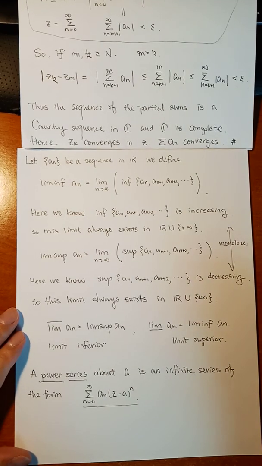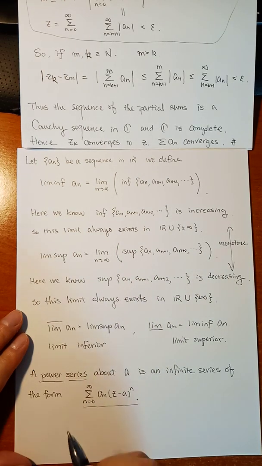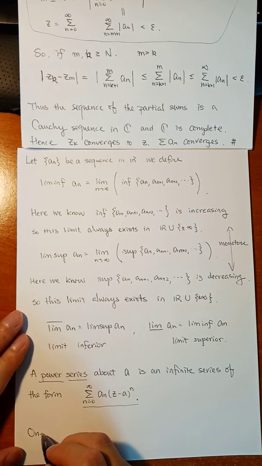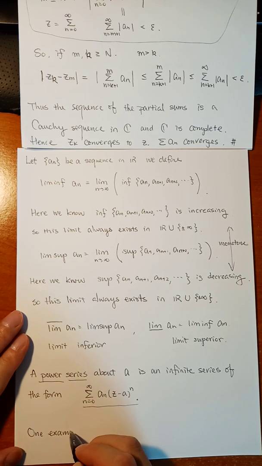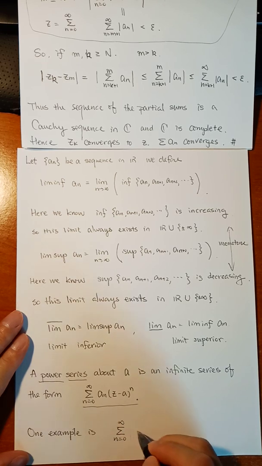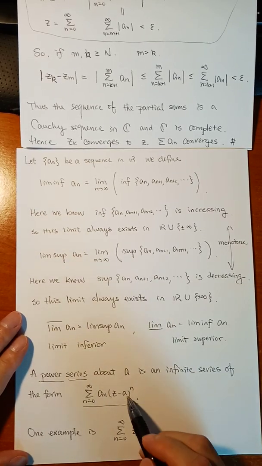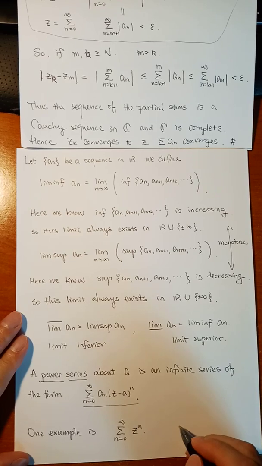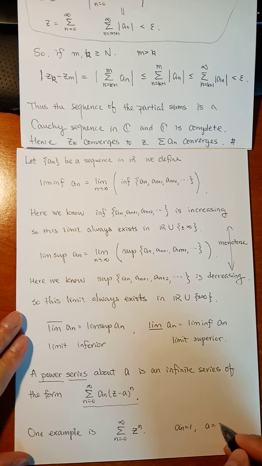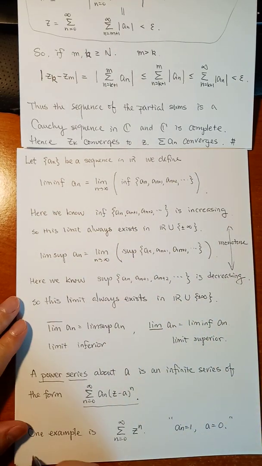Okay, so one of the simplest and most useful examples is the geometric series. It is the series sigma n from 0 to infinity of z to the nth power. So in this example, a is 0, and an is always 1. So that's our geometric series.